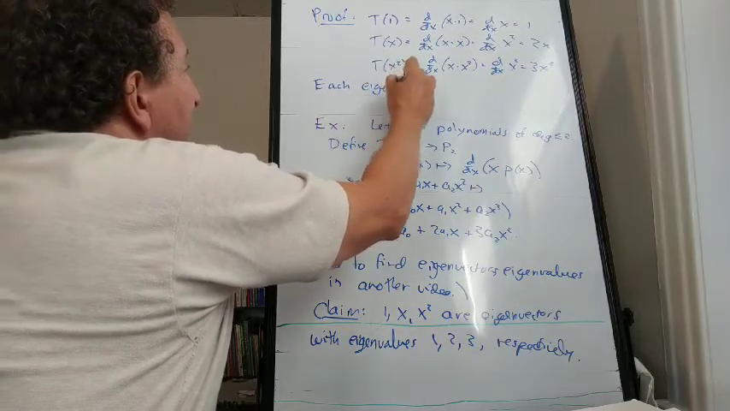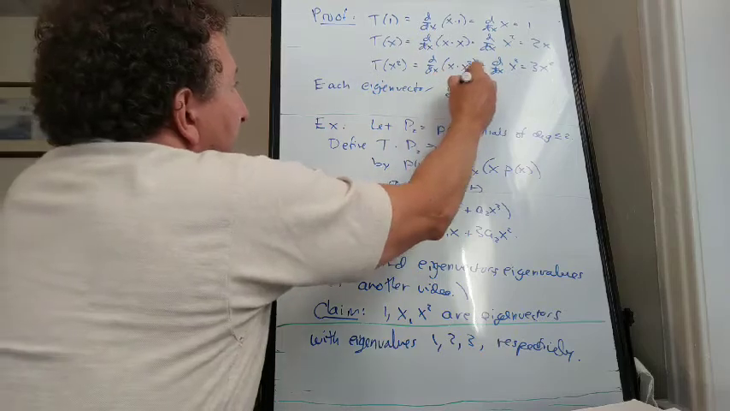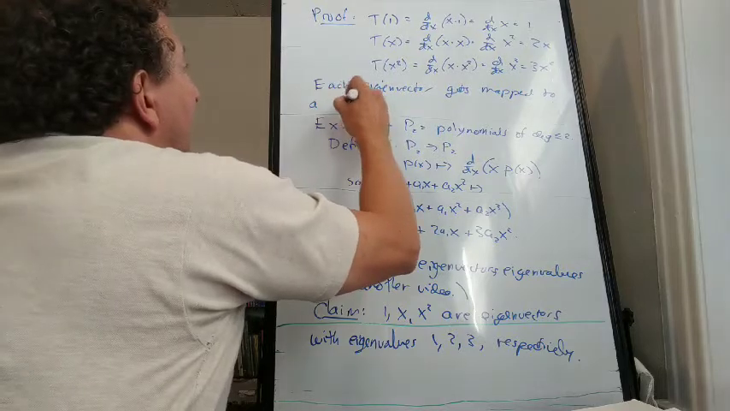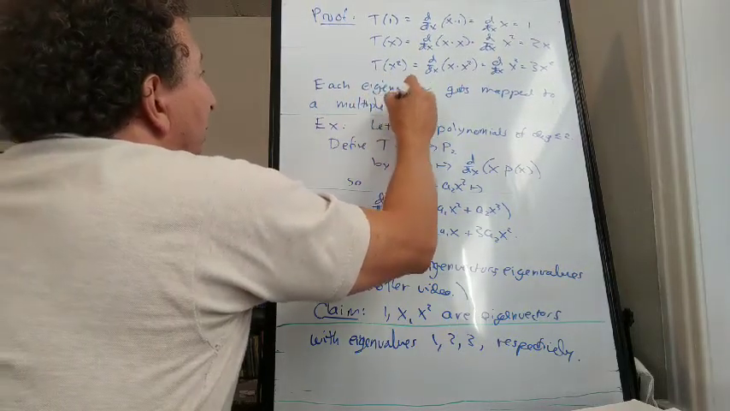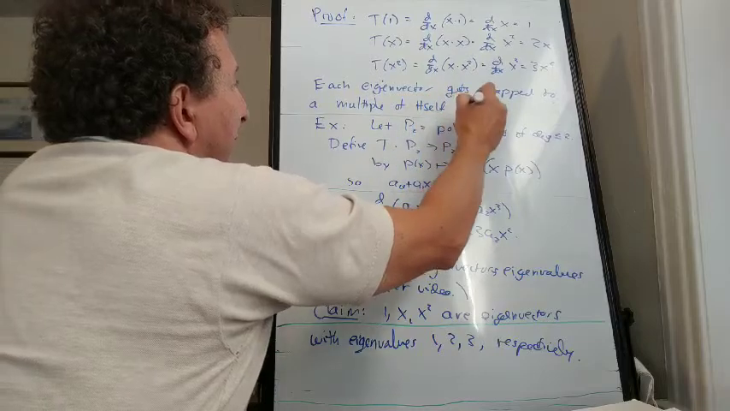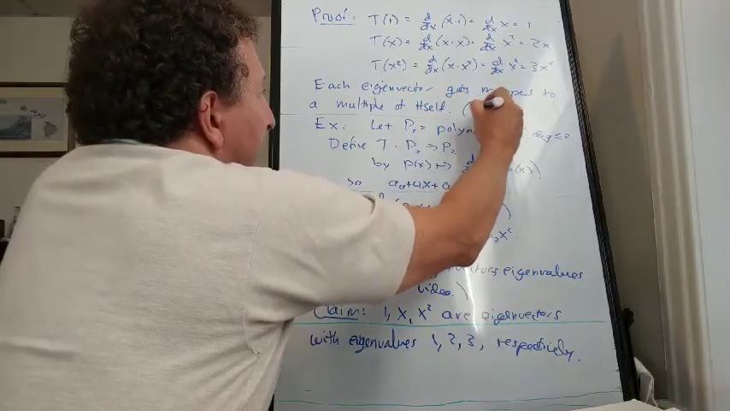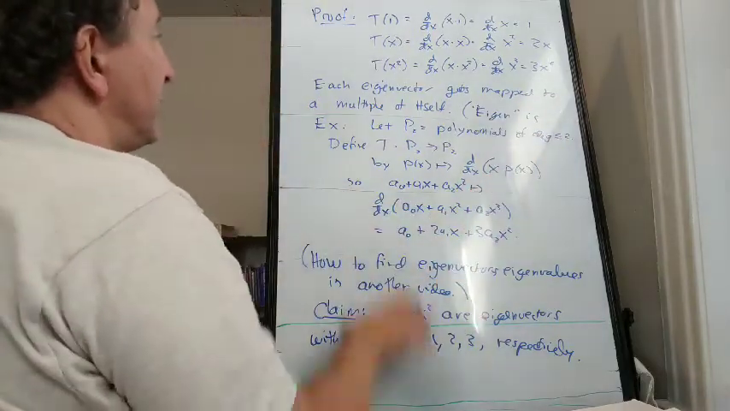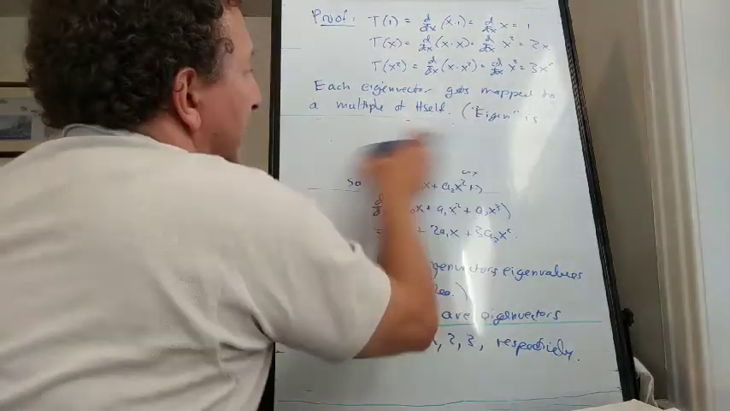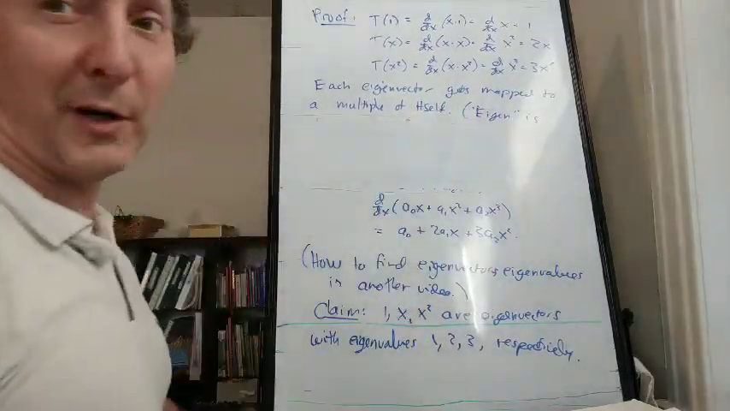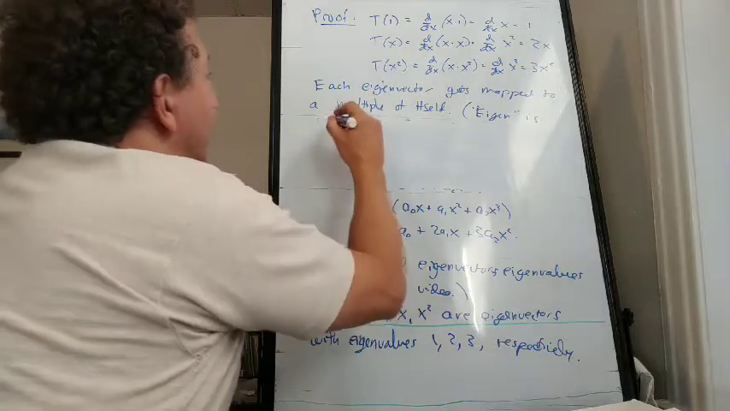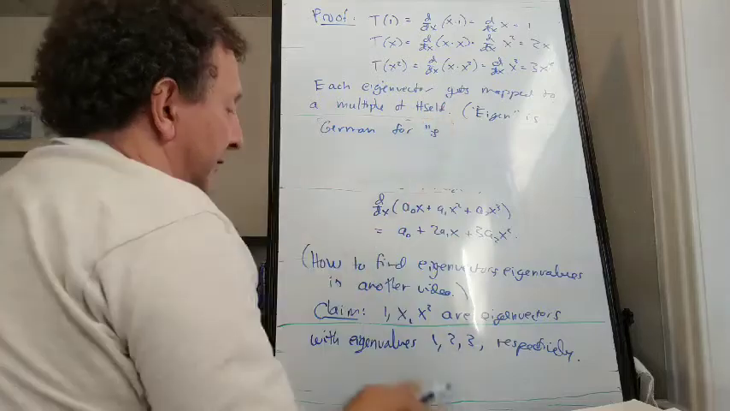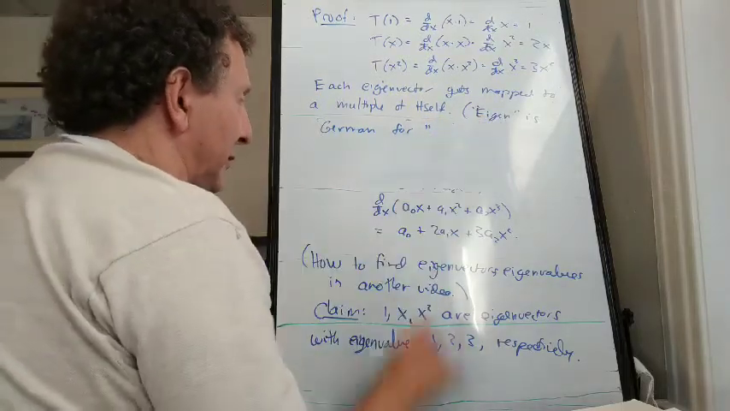So each eigenvector gets mapped to a multiple of itself. And actually, eigen is the German word for self, or close to that. My German is actually not very good, but eigen is German for self or something very similar.